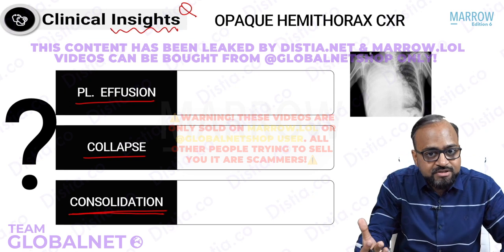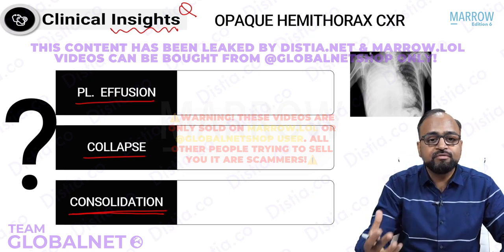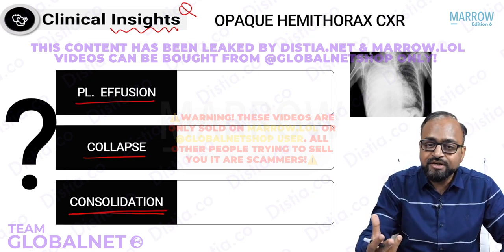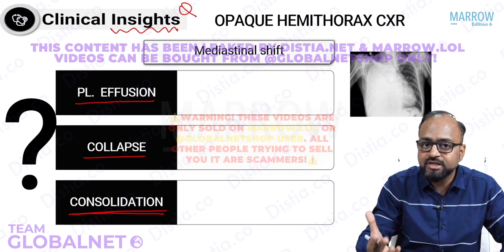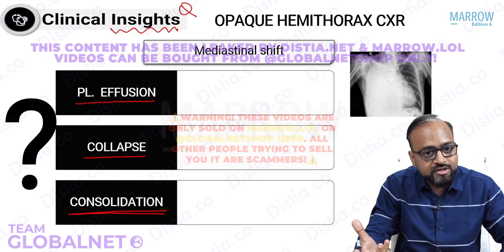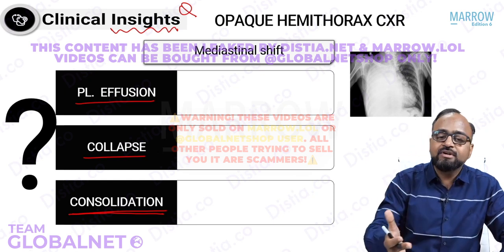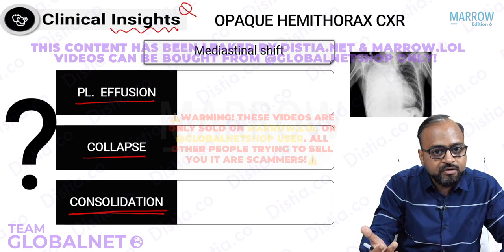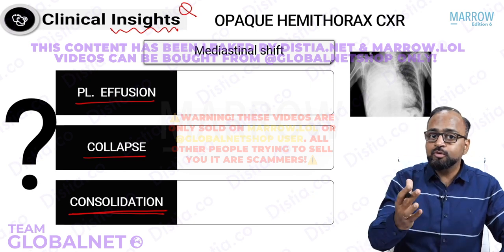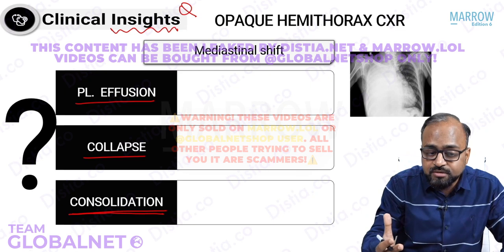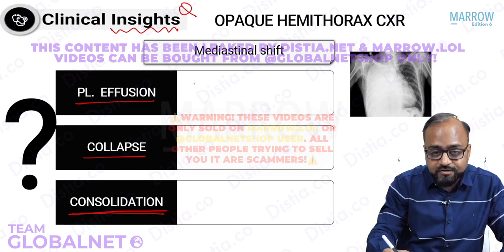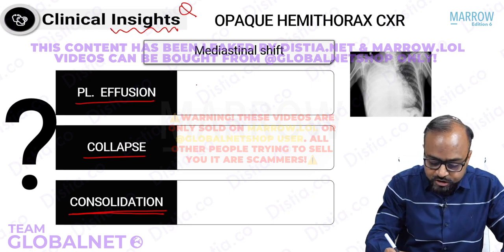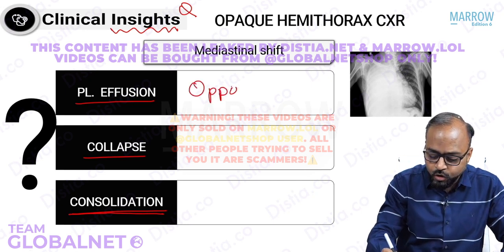And see how simple this is, right? The most simple way to distinguish between them is to just identify one particular finding, and that finding is nothing but mediastinal shift. See how logical it is. If the entire pleural cavity is full of fluid, what will happen? This excess amount of fluid will cause mass effect on the mediastinum. So it will cause mediastinal shift. To what side will it cause mediastinal shift? It will push the mediastinum logically towards the opposite side.